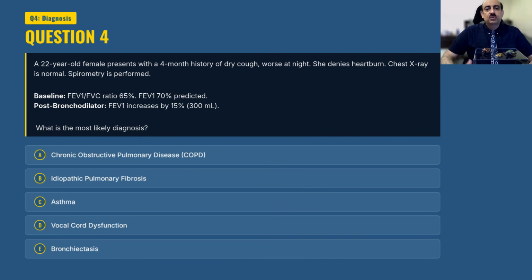So question number 4. A 22-year-old female presents with a 4-month history of dry cough, worse at night, and denies any heartburn. Chest X-ray is normal, and spirometry is performed. Baseline FEV1/FVC ratio is 65%, while the FEV1 is 70% of the predicted best for her age, height, and sex. Post-bronchodilator FEV1 increases by 15%, which is now around 300 ml. So what is the most likely diagnosis? This is a question about diagnosis. Options: COPD, idiopathic pulmonary fibrosis, asthma, vocal cord dysfunction, or bronchiectasis. You can pause here. You will have up to 90 seconds.